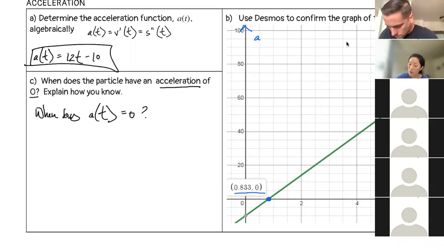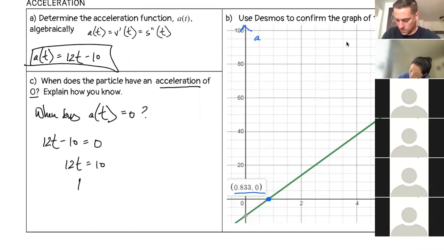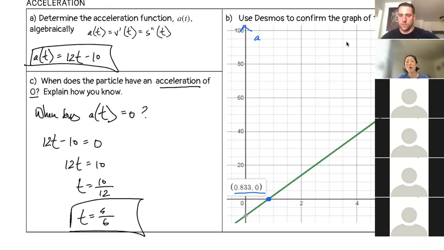How could we confirm that algebraically though? How could we confirm our answer using equations rather than graphs? Set that second derivative to 0, solve for t. Exactly. So we're going to take 12t minus 10 and set it equal to 0. A little algebraic manipulation gives 12t equals 10, t equals 10 over 12. Let's reduce that for good measure: we've got 5/6 for our moment in time when the particle is not accelerating.